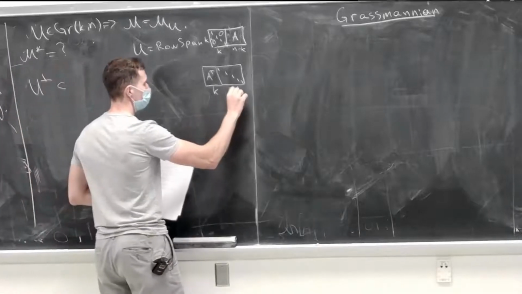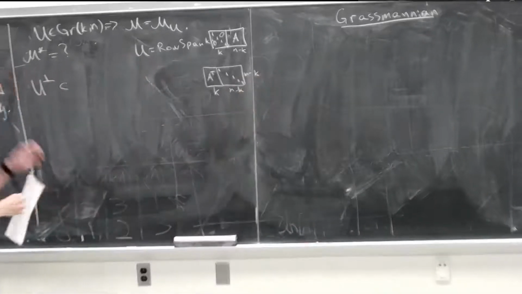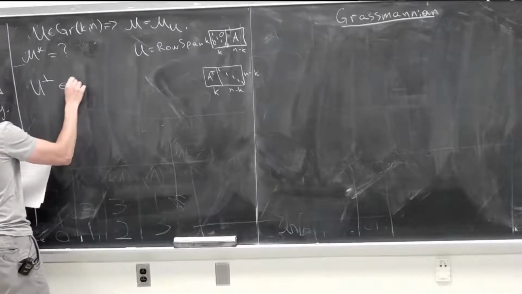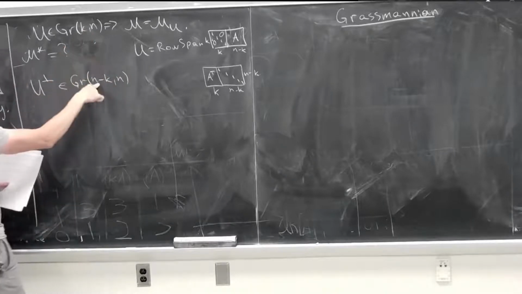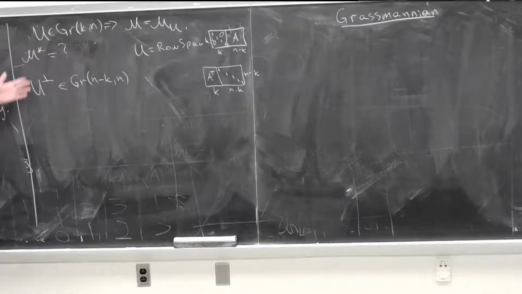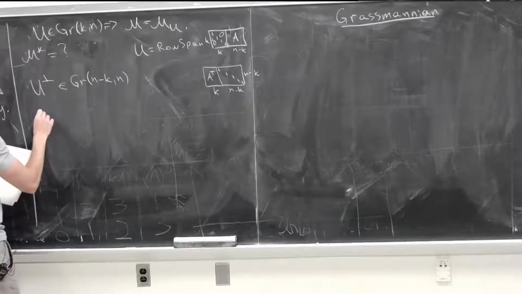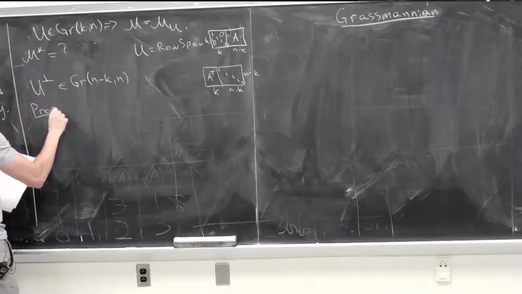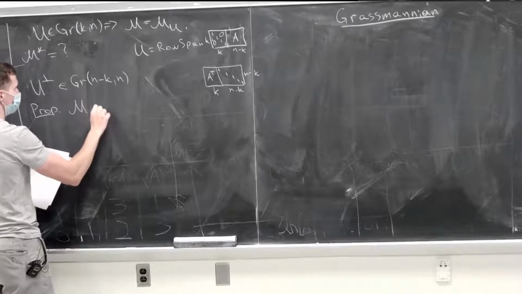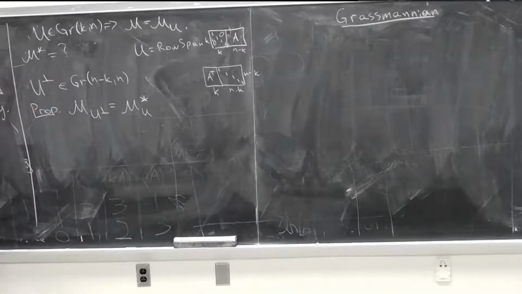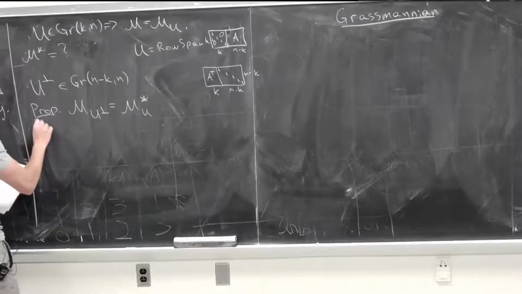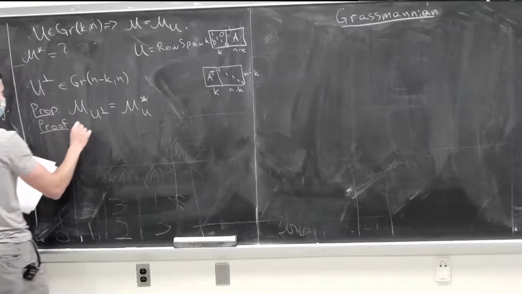So this N minus K, this N minus K. So take the orthogonal complement, which is a point inside the Grassmannian. If this is K dimensional, this is going to be N minus K dimensional. And so there is a matroid associated to this; there's a unique matroid associated to this space. The proposition is that the matroid of U perp is the dual of the matroid of U. Proof: exercise.